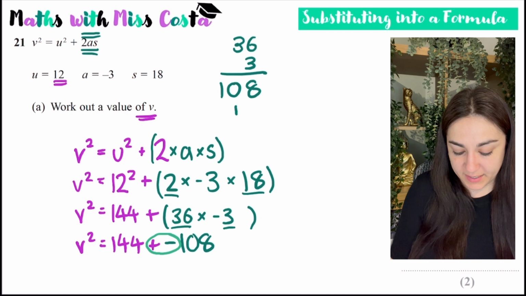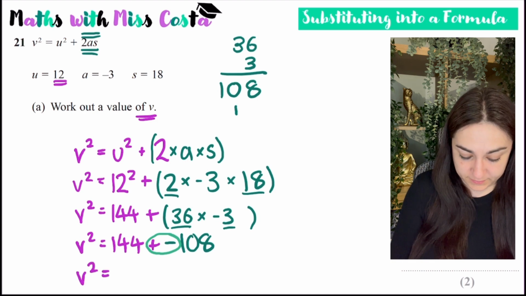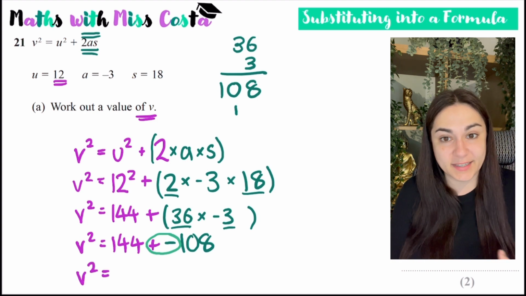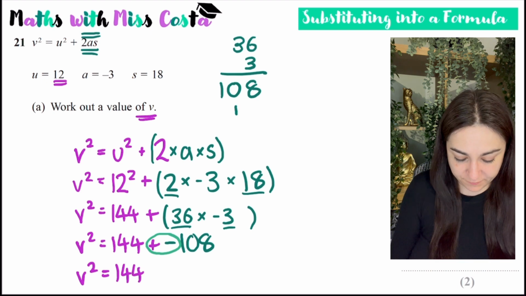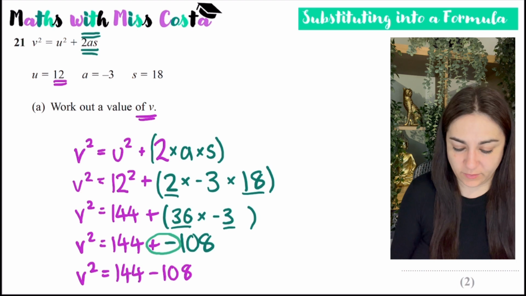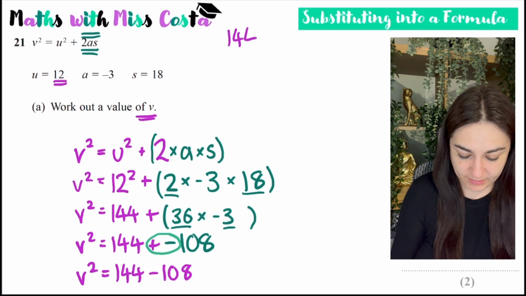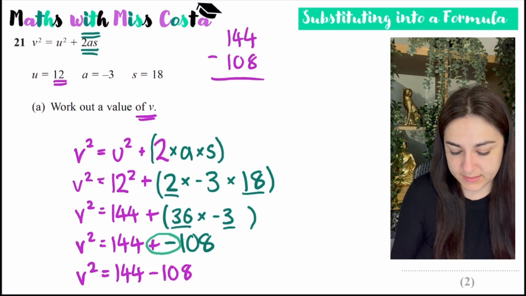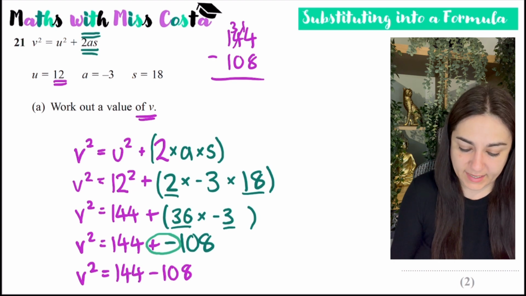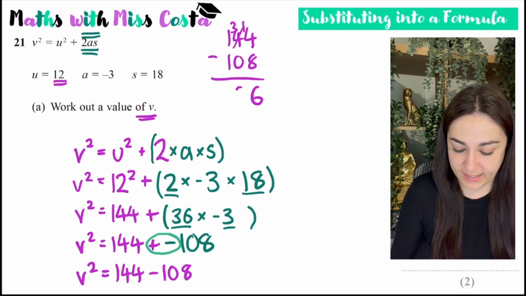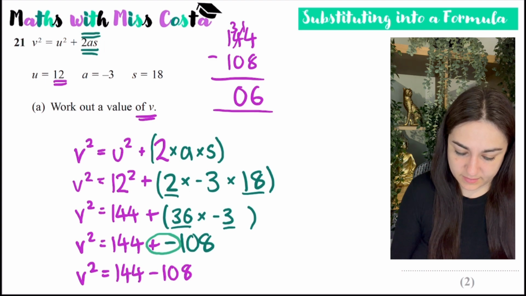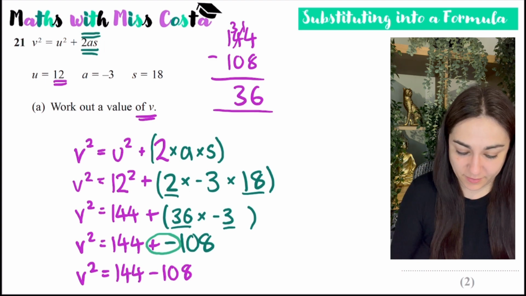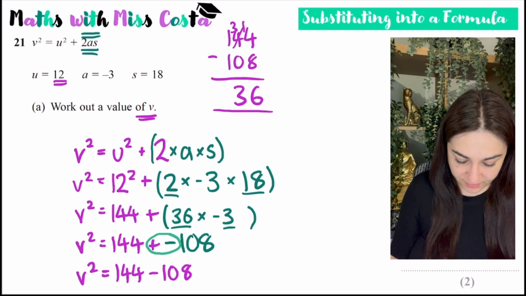When you've got a plus and a minus next to each other, it becomes a minus because adding a negative is the same as subtracting. So v squared is 144 minus 108. So then we do that calculation as well. So we've got 144, take away 108. 4 take 8 you can't do. So 14 take away 8 is 6. 3 take away 0 is 3. And 1 take away 1 is 0. So you're left with 36.